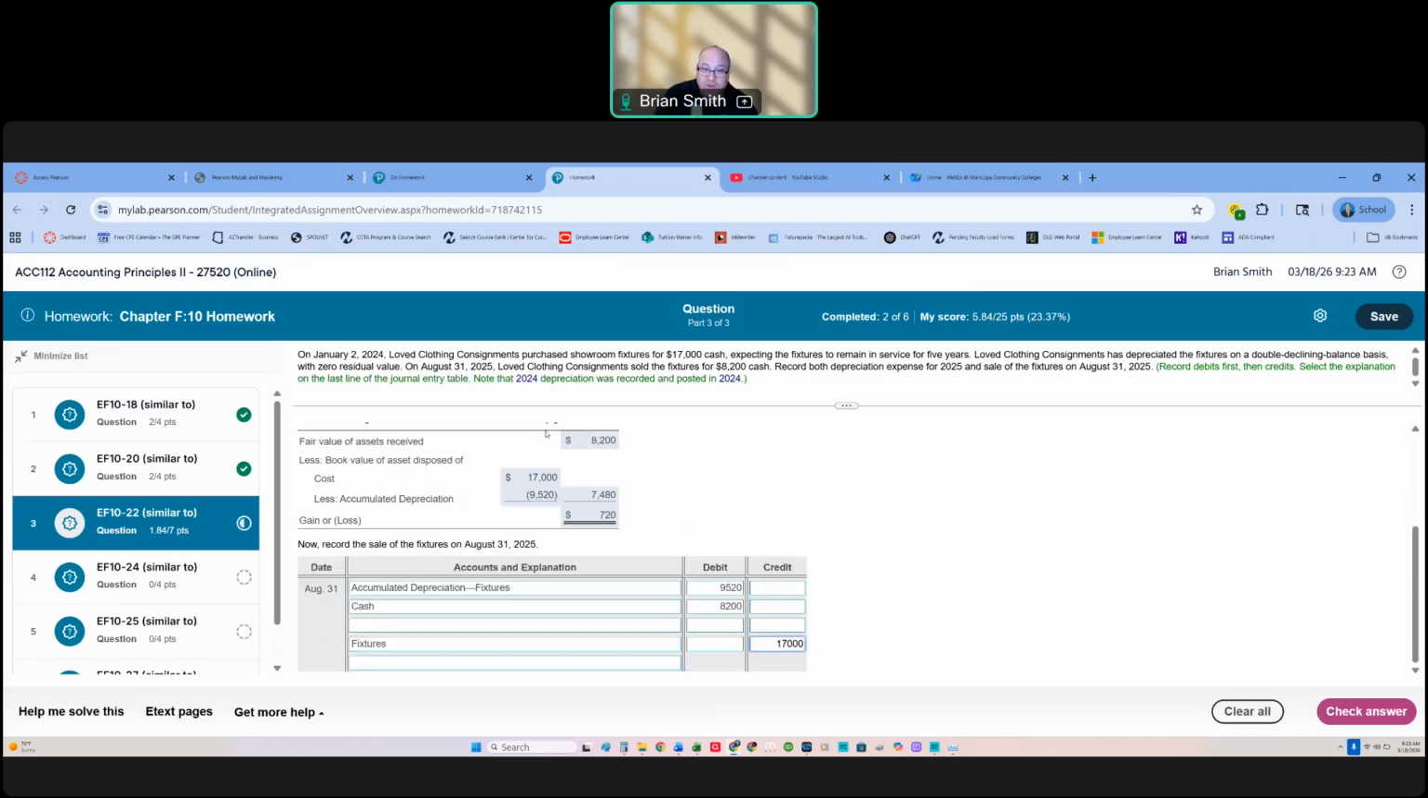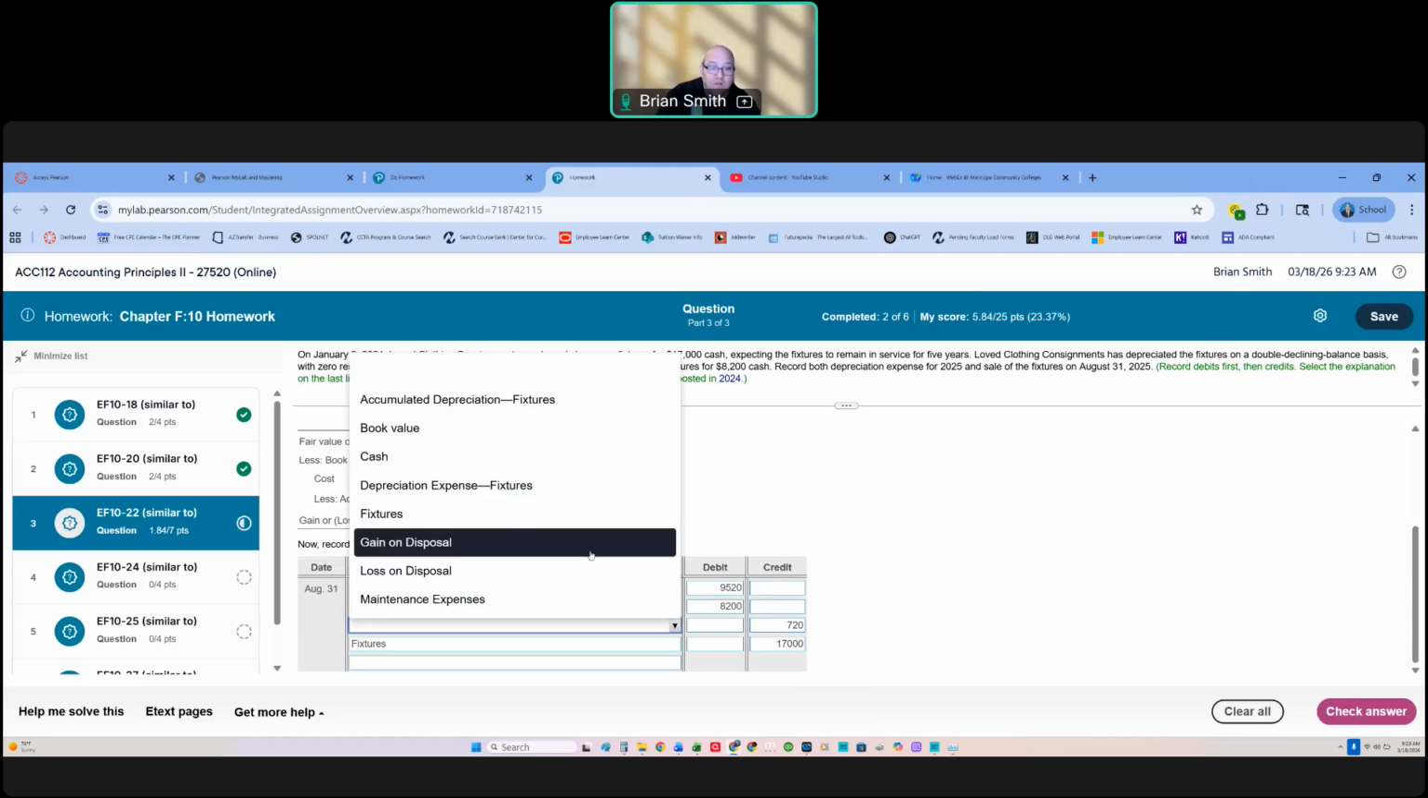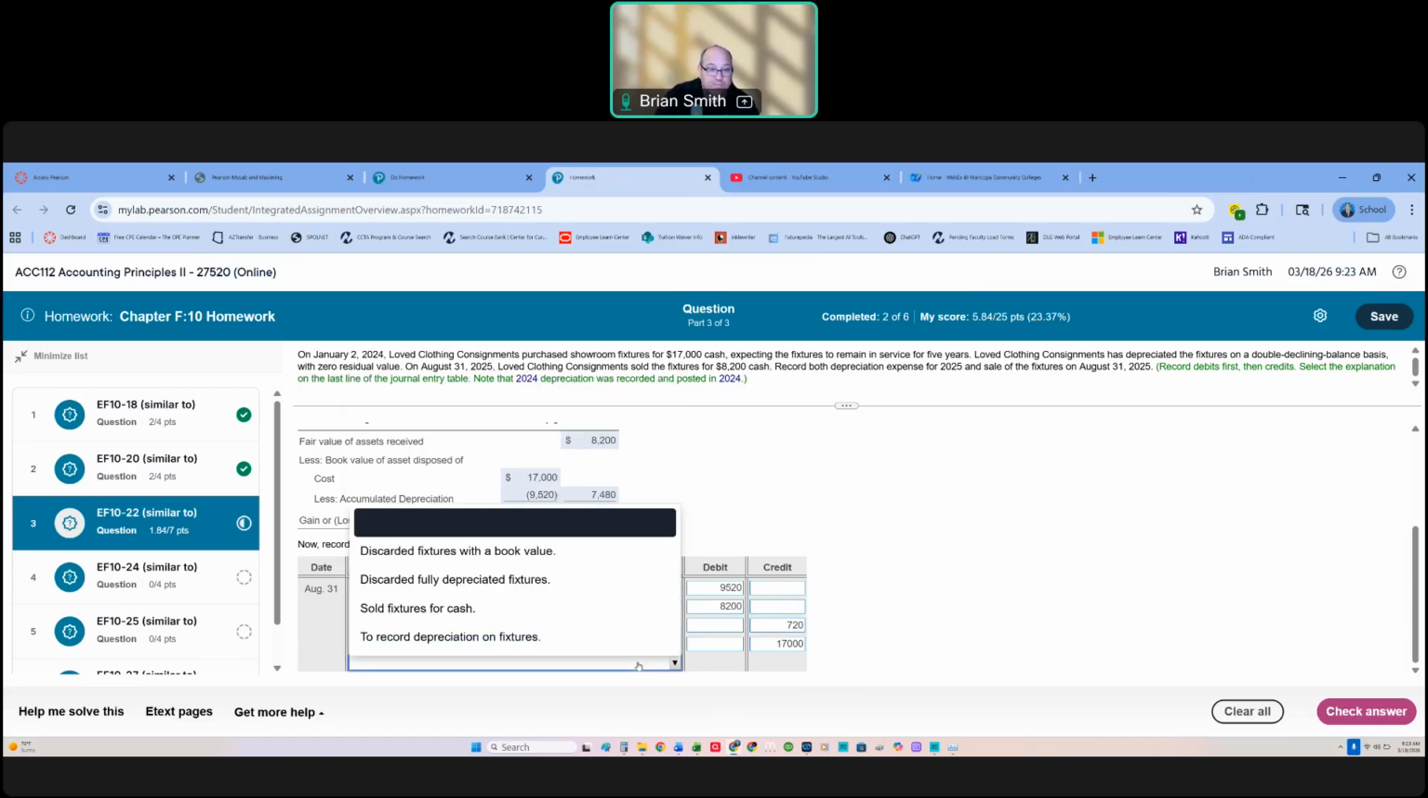And then if we didn't do this exercise above it, we could just add these together, the debits, subtract those out of the credits. And if you have a debit balance, you need to balance it. It's a loss, and a credit balance would be a gain. So we're going to click gain on, should be gain on sale, but it says disposal, whatever.